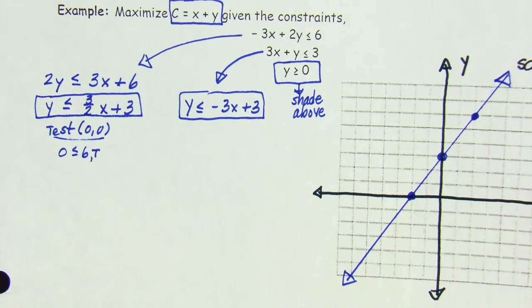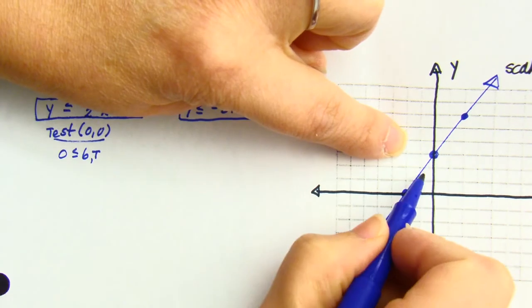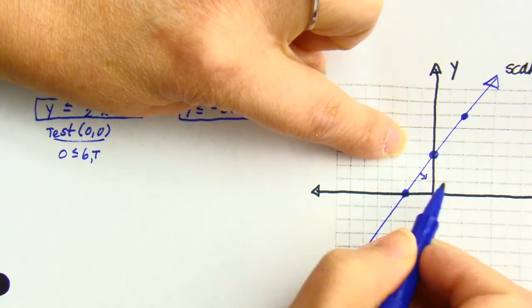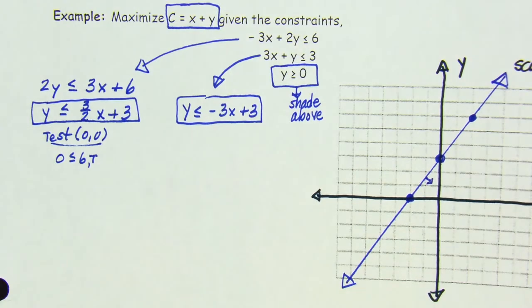So since that's true, with respect to this blue line, I'm going to shade this way. I like to put the little arrows there so I don't mess up my whole graph. Now I'm going to do the next one in a different color.